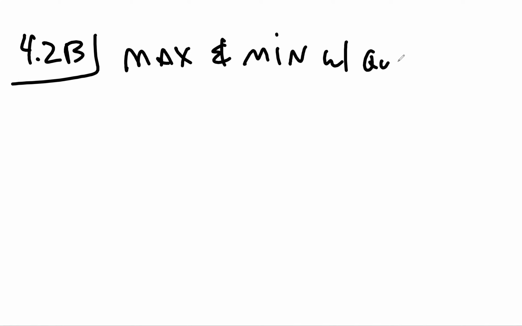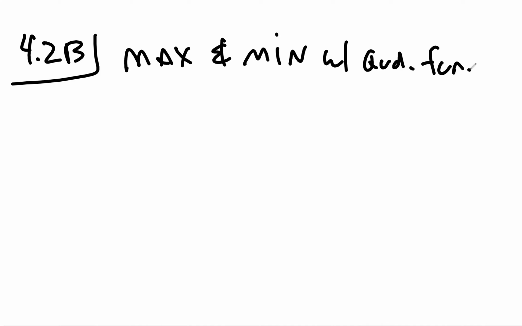And in this section, we're still talking about quadratic functions. We're still talking about vertex. However, we're talking about max and min functions. Max and min just means the most or the least. That's it. And we're still using our quadratic functions.